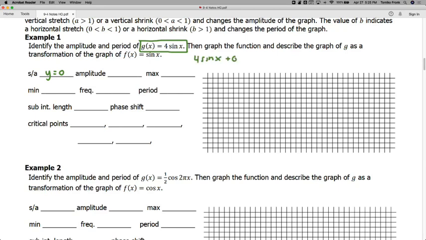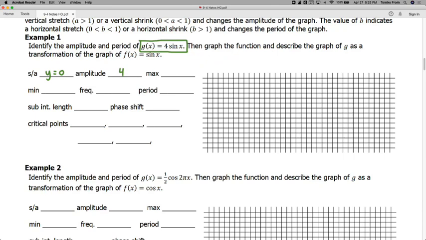Okay? All right, the amplitude then is the number in front of sine or cosine. That is the value of a. Our amplitude here is 4. We will always make the amplitude positive. So reflections will come later. If we've got a negative in the front, that means we've got a reflection, but we will always state the amplitude as a positive number.